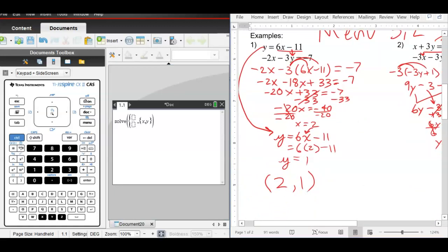Press OK. So, in this top box, I'm going to start typing in the first equation. Y equals 6x minus 11. Here we go. Y equals 6x minus 11. Okay. And then once you have the first equation typed in, go down to the next box, type in the second equation, negative 2x minus 3y equals negative 7.